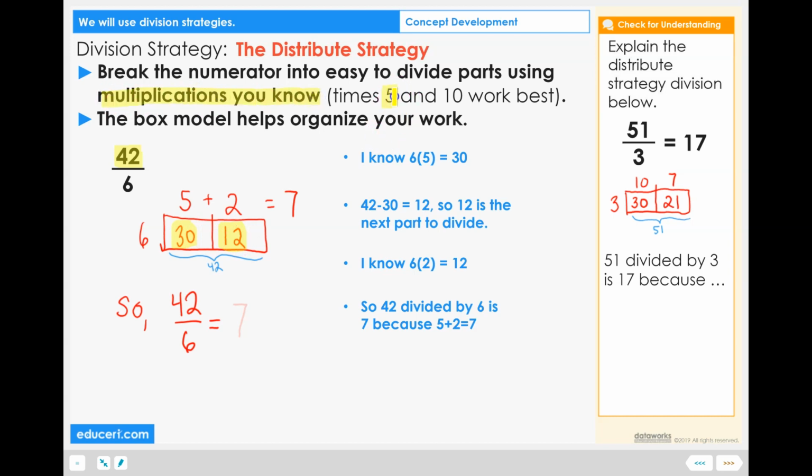And once again, you're either thinking of times 5 or times 10 to try and make that first division in your box model. Let's take a look at the checking for understanding.